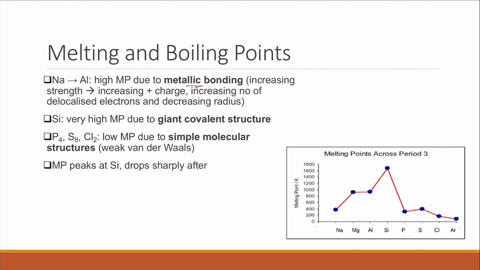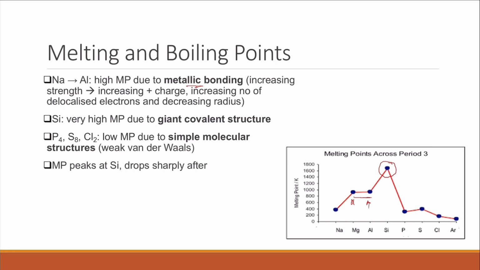Aluminium has a bit of non-metallic character, so you don't see a massive change in the boiling points between magnesium and aluminium. And then you can see that silicon has a very high melting point. This is because silicon exists as a giant covalent structure, which means that in order to melt silicon, you need to break these bonds. The covalent bonds are very strong bonds.